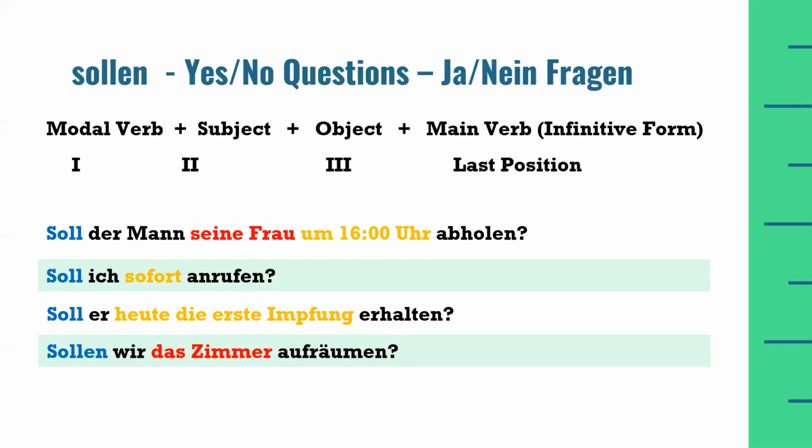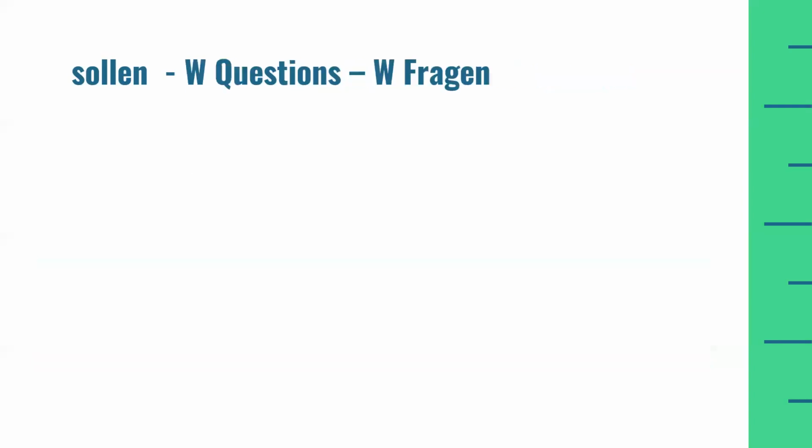Next example is: Sollen wir das Zimmer aufräumen? Should we clean up the room? Now again, in this sentence, the subject of the sentence is at the second position. The subject is wir, and for wir, the verb sollen remains sollen. Das Zimmer is the object of the sentence, and aufräumen is the verb, which is in infinitive form at the last position in the sentence.